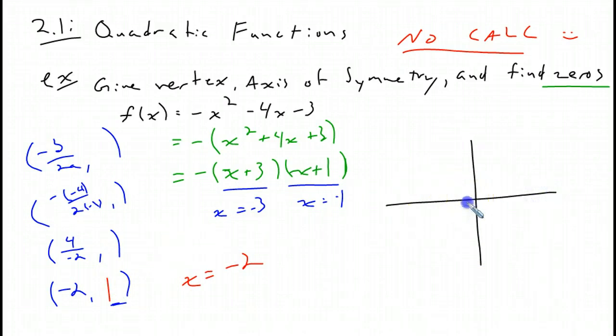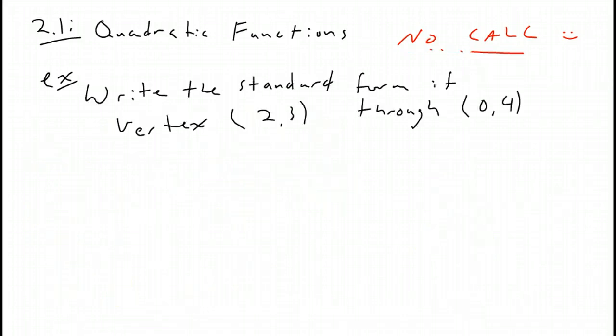Vertex negative 2, 1, so I can go over 2, up 1. There is my vertex. I have negative 3, so I have negative 3. There's 1, 0. Negative 1 is another. Looks like this parabola is going to have to open down. There it is.